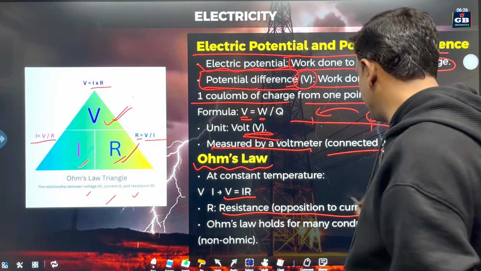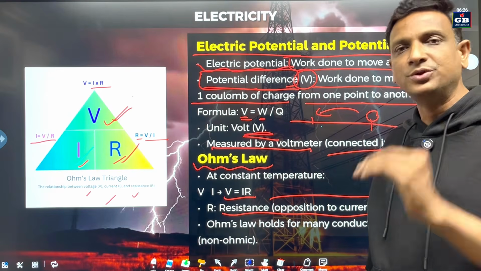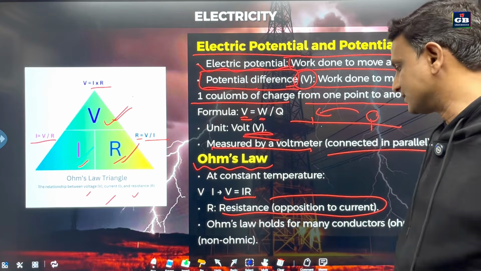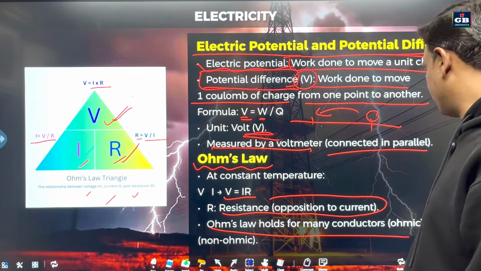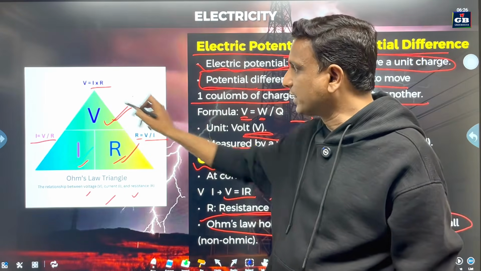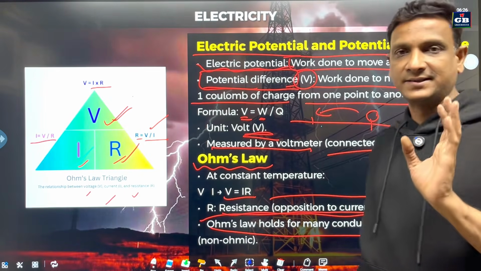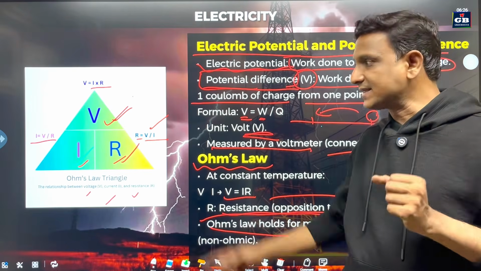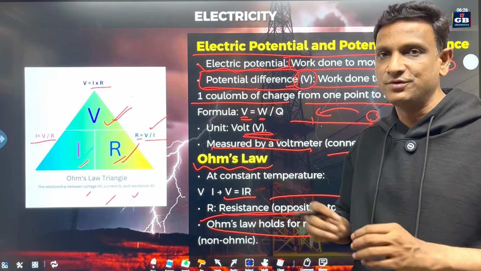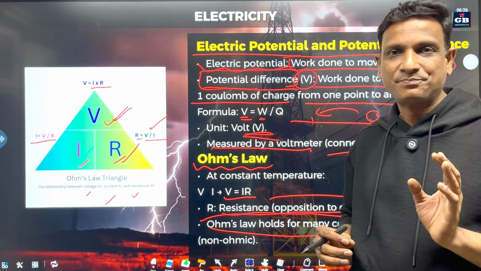Resistance is the opposition to current. Metals allow the current to pass through them, but still they have some opposition, some resistance. That is called resistance. Ohm's law holds for many conductors. So the relation, whatever formulas we have written here, apply to ohmic conductors. Many conductors accept Ohm's law, they fit this Ohm's law. You can verify Ohm's law, it will give you the correct result. But not all conductors.